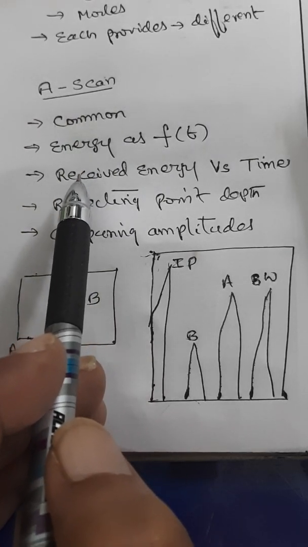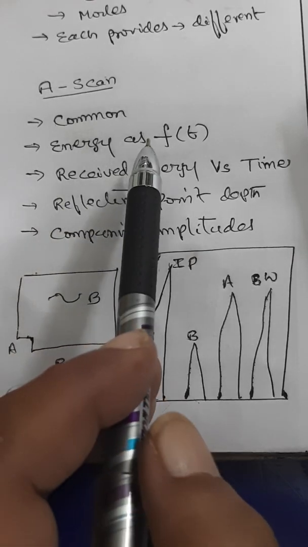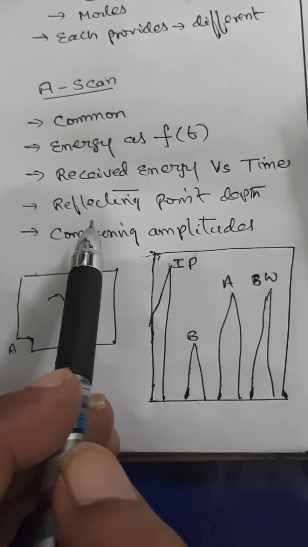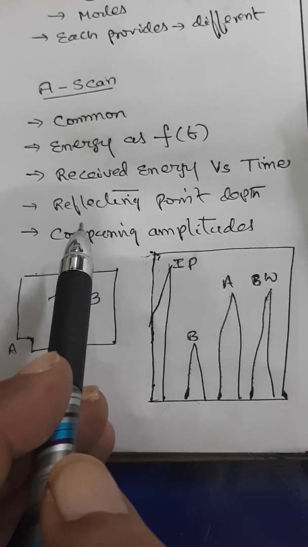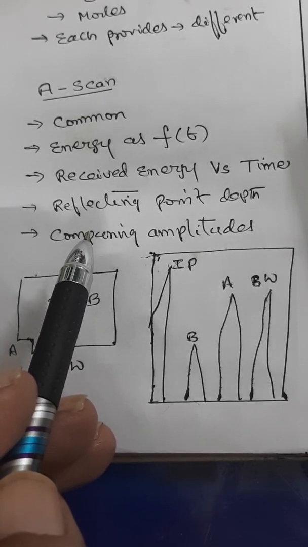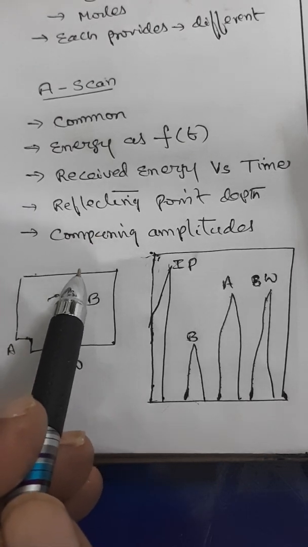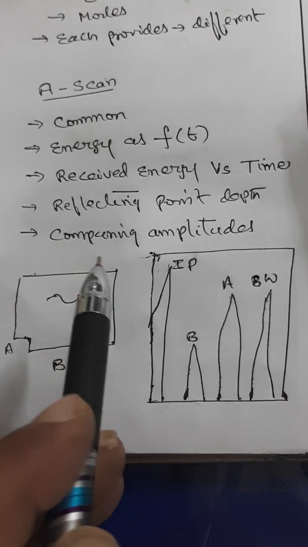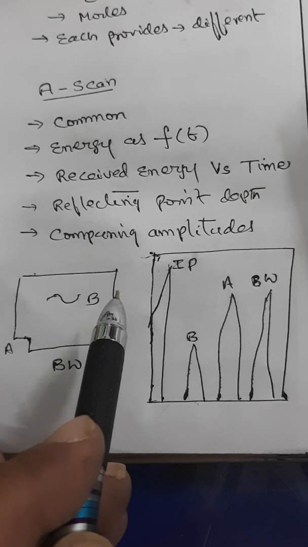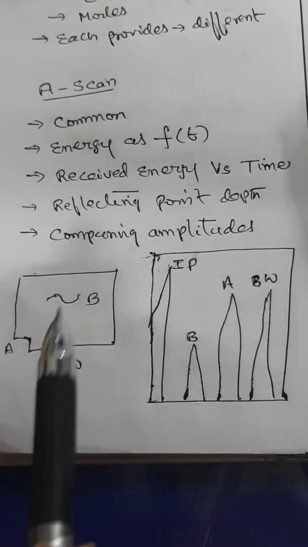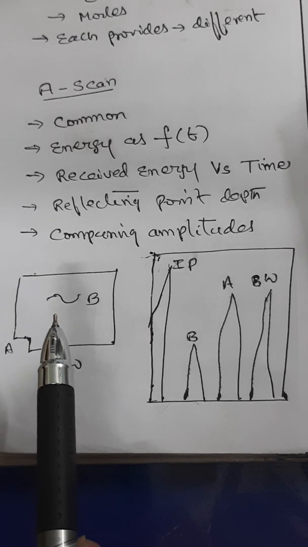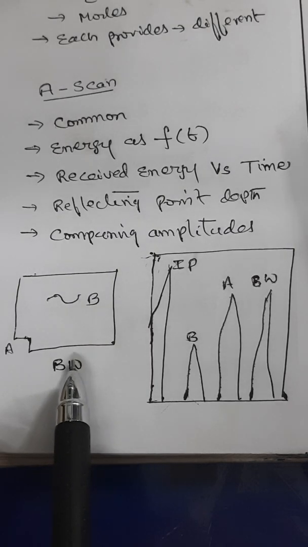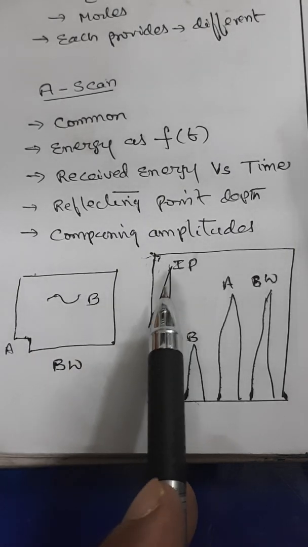This presentation displays the amount of collected ultrasonic energy as a function of time. So the relative amount of received energy is plotted along the vertical axis, and the time taken by the signal to travel to the reflecting point and return back to the transducer is displayed along the horizontal axis. So the depth of the reflecting point can be determined by the position of the signal on the horizontal sweep. By comparing the amplitudes of the signals received after reflection, the defect or discontinuity size can be estimated.